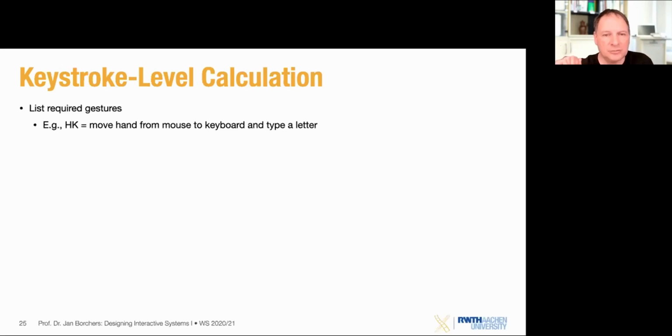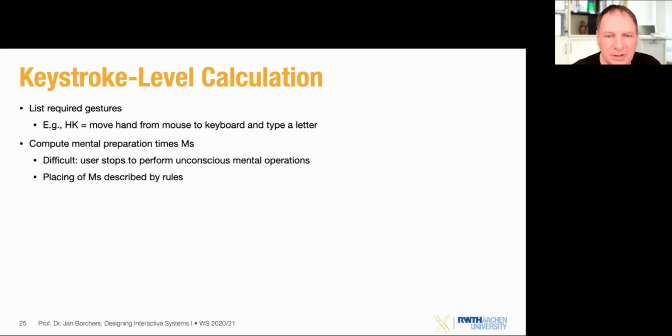Then we would have to model, move the hand from the mouse to the keyboard and type a little letter, right? That would be the sort of interaction. H for homing and key for keying. Now, you include the mental preparation times, M, right? As I said, we could consider this as preparation or as verification. In the sequence of KLM, we consider them as preparation times.